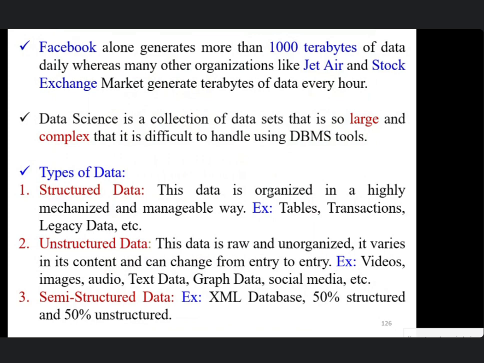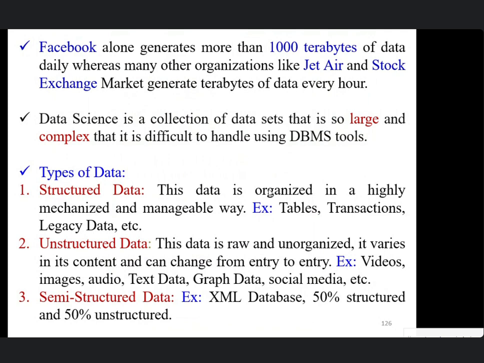Then we are moving to the next slide. Facebook alone generates 1,000 terabytes of data every day. Jet Airways and stock market exchanges generate terabytes of data every hour. That's why data science plays a vital role in processing such a huge volume of data. Big data is a collection of data sets that is so large and complex that it is difficult to handle using DBMS tools like relational database tools and non-relational database tools.